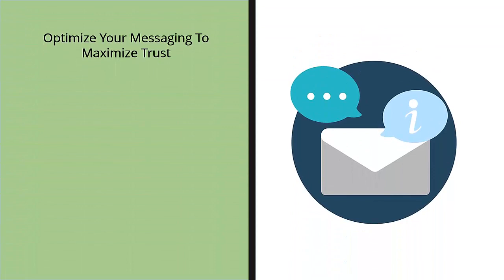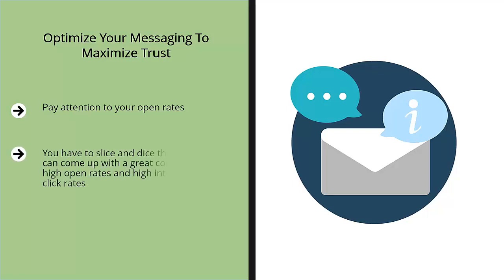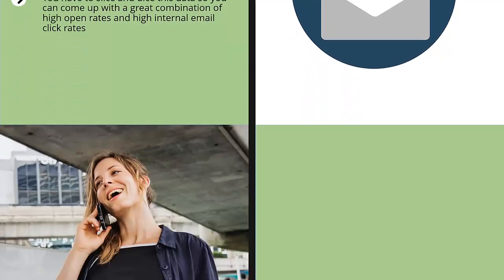Optimize your messaging to maximize trust. Pay attention to your open rates. Do you notice that some of your emails get a lot more responses and opens than others? Do you notice that some of your emails do not get that many opens, but they get a lot of clicks? You have to slice and dice this data so you can come up with a great combination of high open rates and high internal email click rates. It may seem impossible at this point, but the more experiments you do by focusing on your most successful emails, the closer you will get to that great combination.